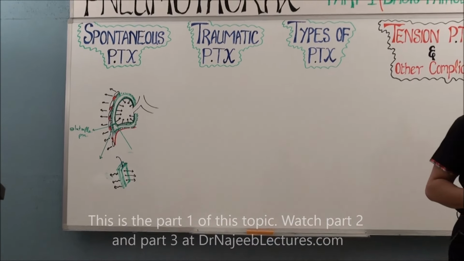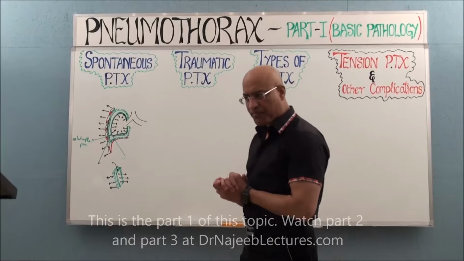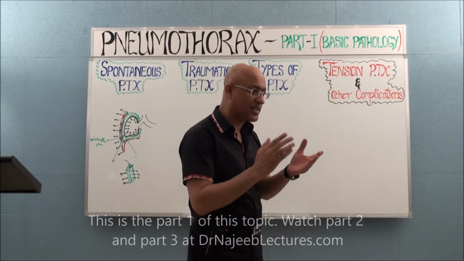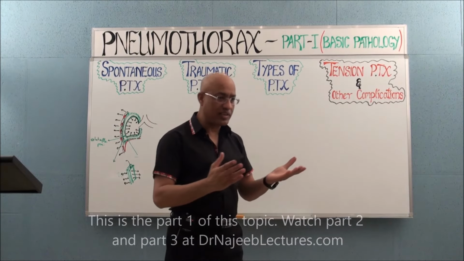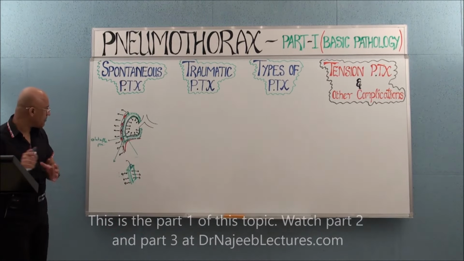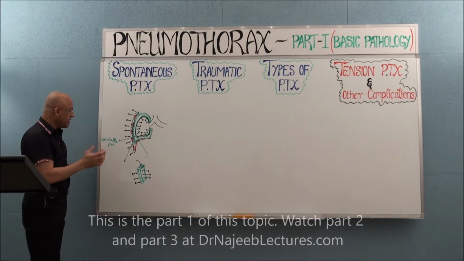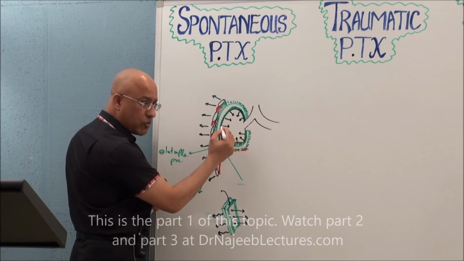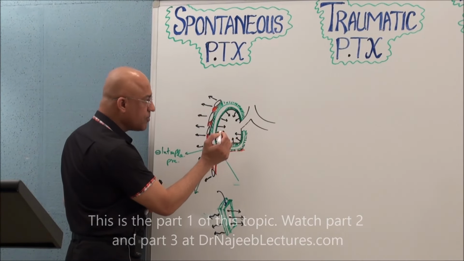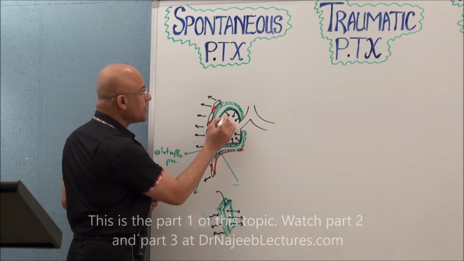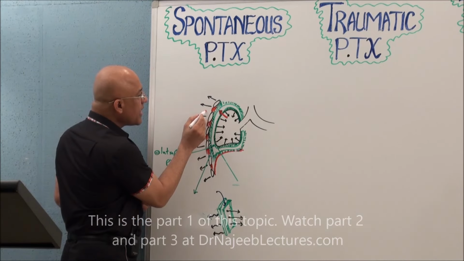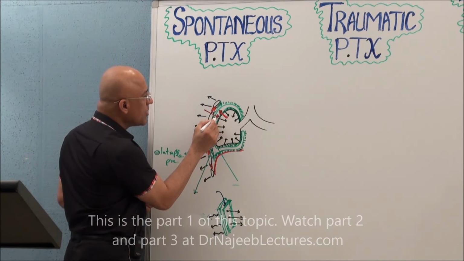But the question is, from where does the air come? The question is from where the air enters into the pleural cavity. Very simple. Normally air is present in the lung parenchyma, in the conducting and alveolar system, the respiratory system. So either air can enter from the lungs, or air may enter from the chest wall.